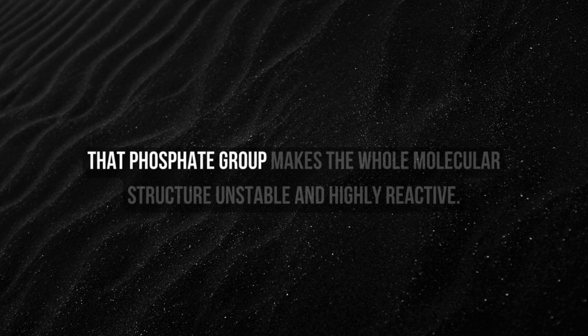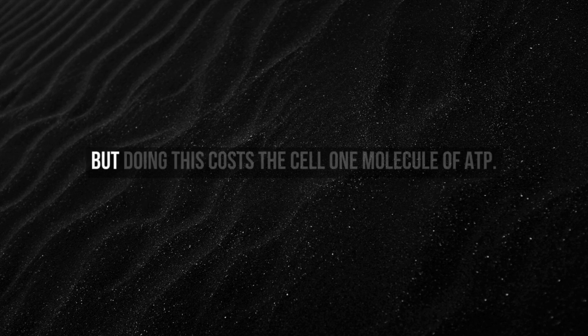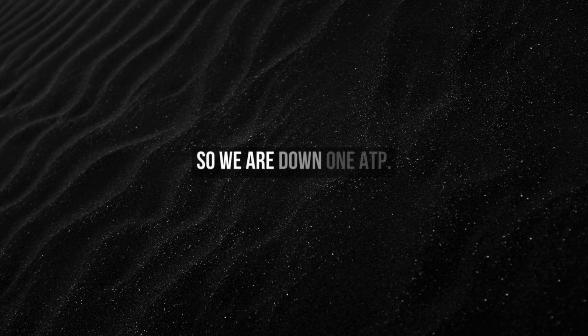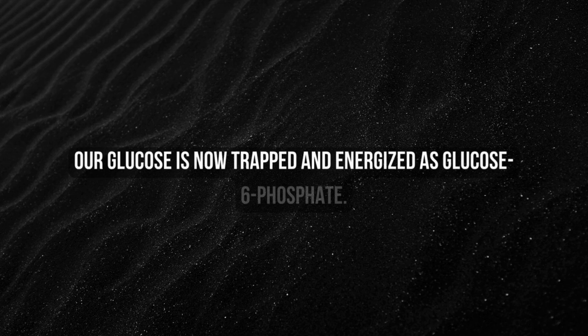Second, that phosphate group makes the whole molecular structure unstable and highly reactive. But doing this costs the cell one molecule of ATP. So we are down one ATP. Our glucose is now trapped and energized as glucose 6-phosphate.